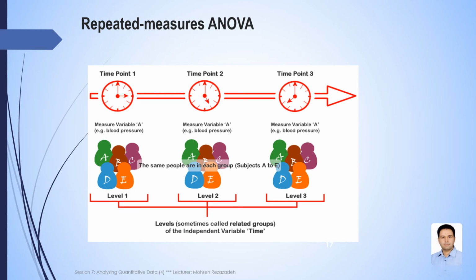If you pay attention here, we have the same participants being tested 3 times. Therefore, we can use repeated measures ANOVA.